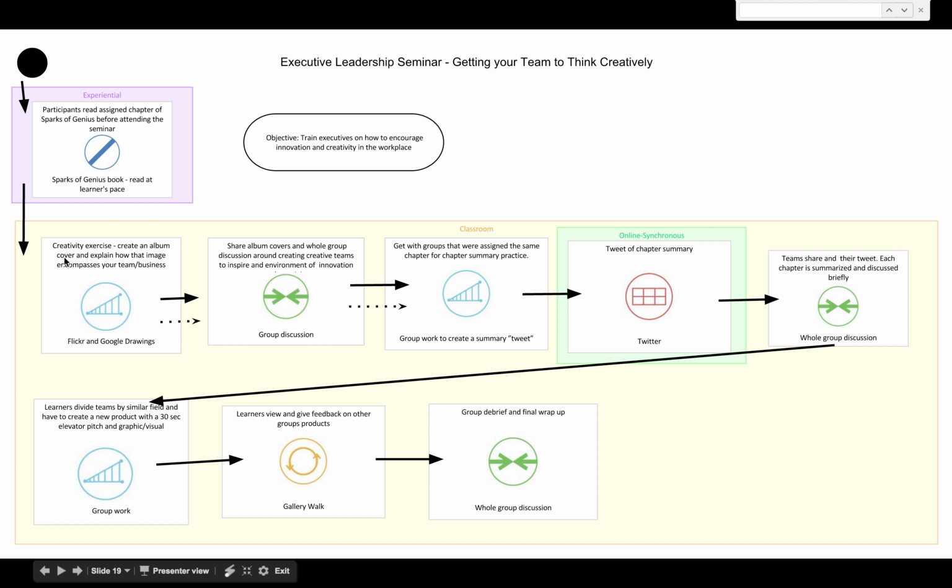And they would start with an icebreaker activity where they would do a creativity exercise. What this exercise would entail is they would be given a Flickr link, and they could do this on their mobile device or their laptop, anything along those lines. So they would need to bring some sort of mobile technology device.